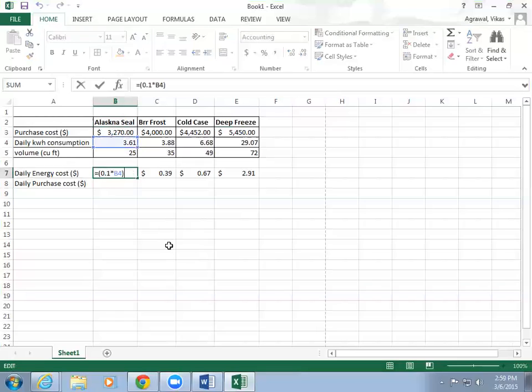Right. And then daily purchase cost is simply going to be the purchasing cost, which is spread over 3 years, right? I'm going to divide this one by, so I'm going to put in parentheses 3 times 365. That many days in a year times 3 years. Okay, and that's like a constant. So I can just copy the formula to the right without changing the values. So what you do, the purchase cost.